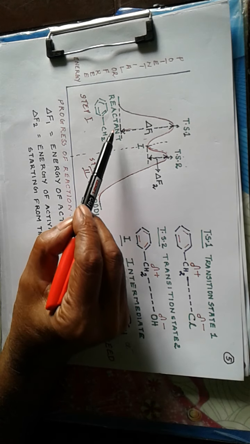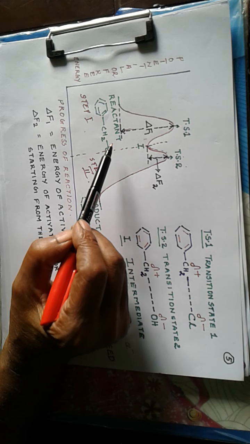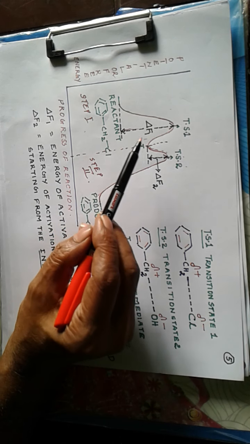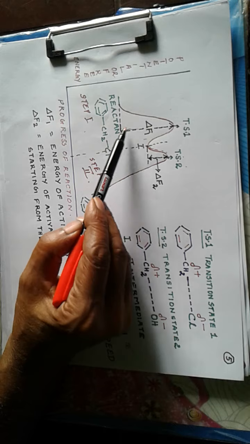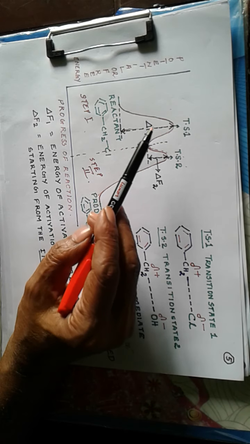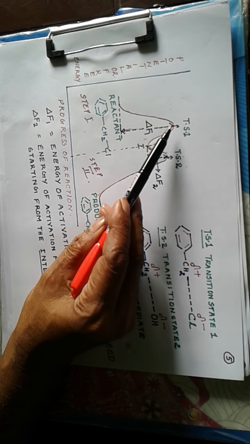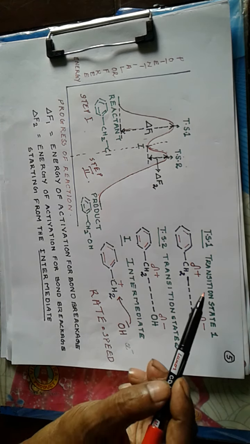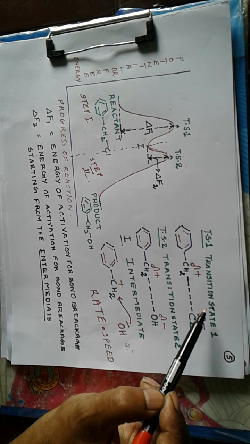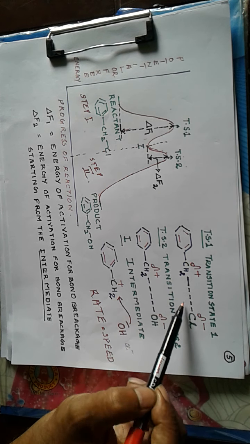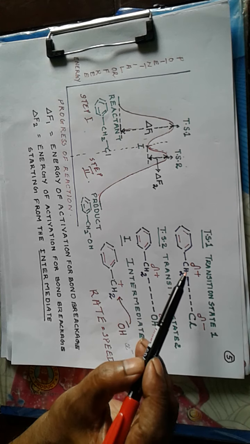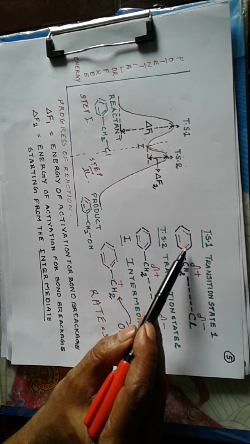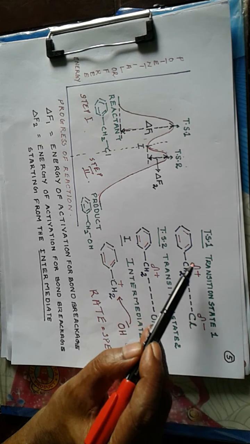Anyway, the first step of the reaction is hydrolysis of benzyl chloride, and that requires energy, and its free energy of activation is very high, and the free energy of activation is the energy difference between the transition state and the free energy of the reactant. Now the transition state for step 1 may be drawn like this, and here the resonance is avoided to avoid complexity.